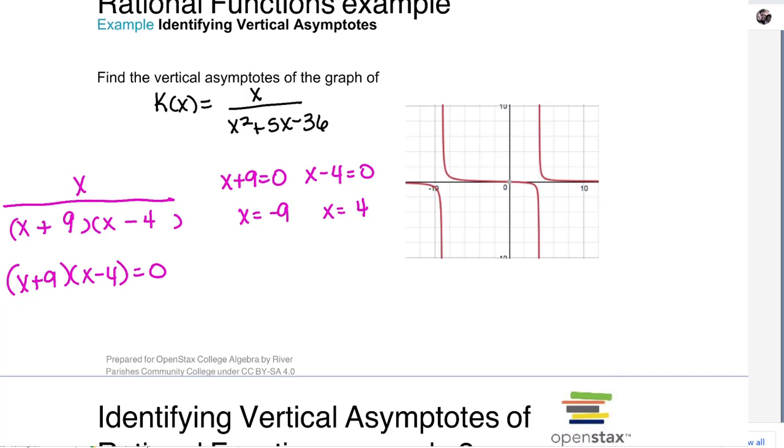If you look at this graph, look what happens at negative 9. The graph approaches it, but it doesn't cross it. Look what happens at 4, and it looks like they're counting by 2, so 4 is about right here. The graph approaches again, but it doesn't cross it. So that's what's going on at the vertical asymptotes.